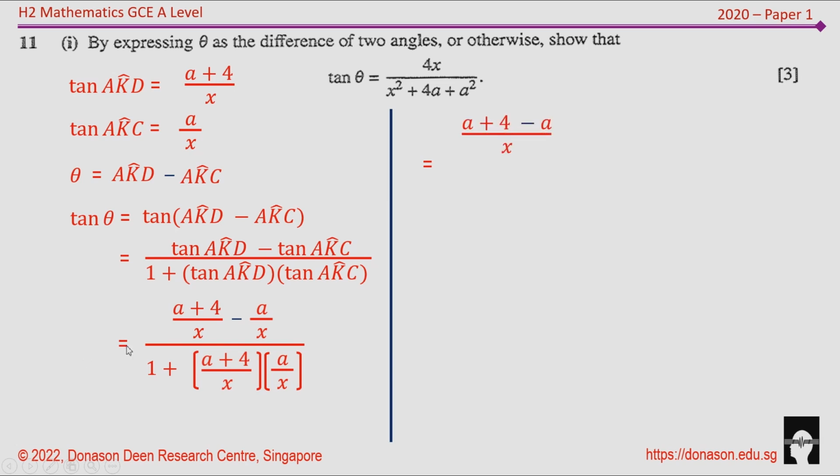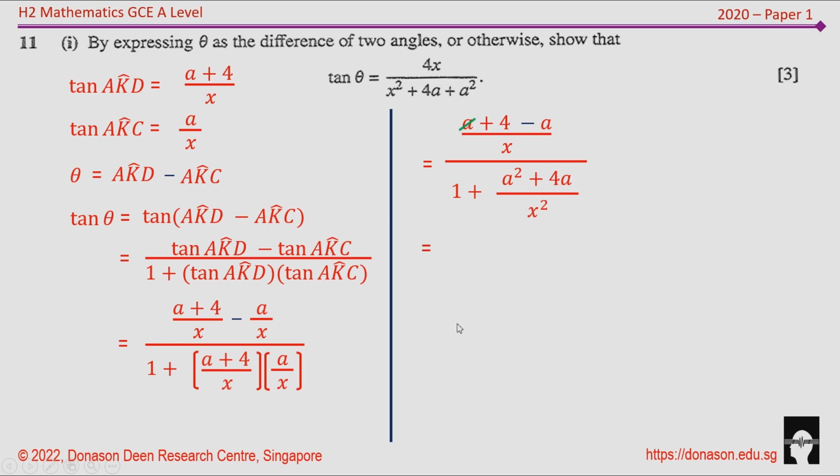So only in the denominator we have some multiplication to do. If you look at the numerator, it is simply a plus 4 minus a over x, since both of them have a common denominator. However, for the denominator, we're going to multiply the a plus 4 with the a. So that's going to become a squared plus 4a. And in the denominator, we have an x and an x, so that should give you x squared.